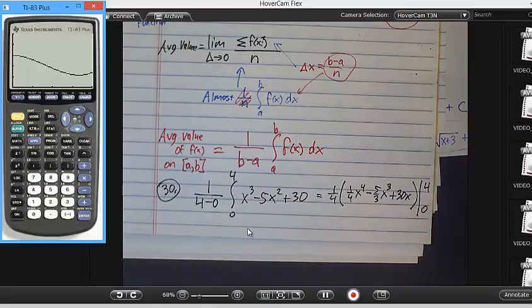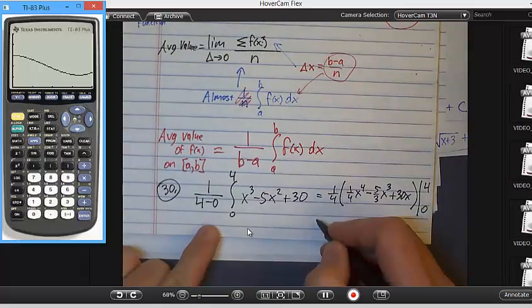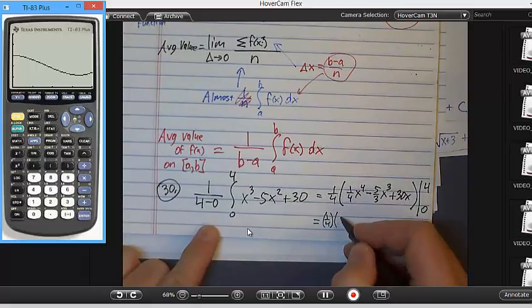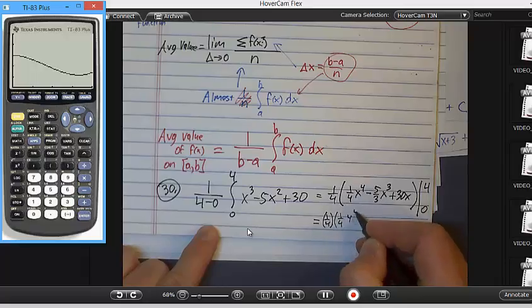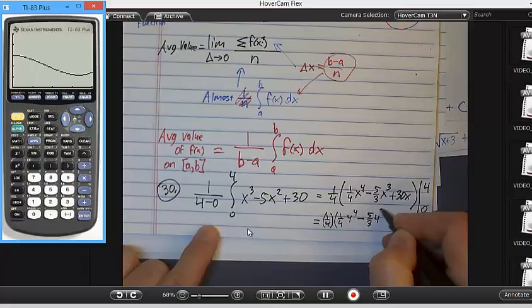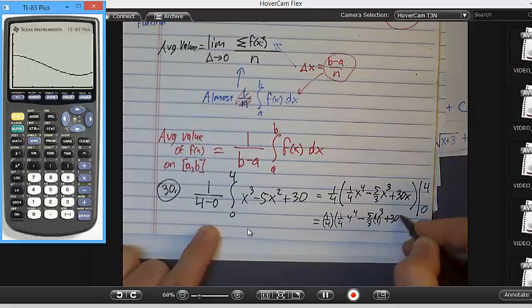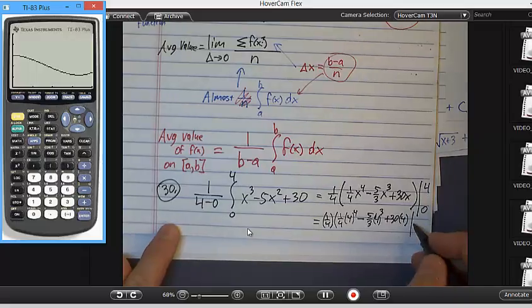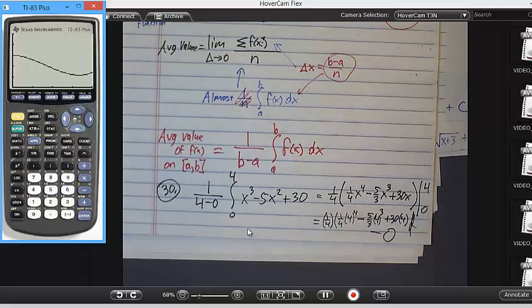So let's see what I get now. Plug in the 4. 1/4 times 1/4 of 4 to the 4th. A lot of 4s. Minus 5/3 of 4 cubed. Plus 30 times 4. Huh. How about that? And then you'd subtract 0, right? Because when you plug in 0, all right, guys, I'm at the point where I just don't want to do it that way. I want to use the calculator. But you get the idea, right?